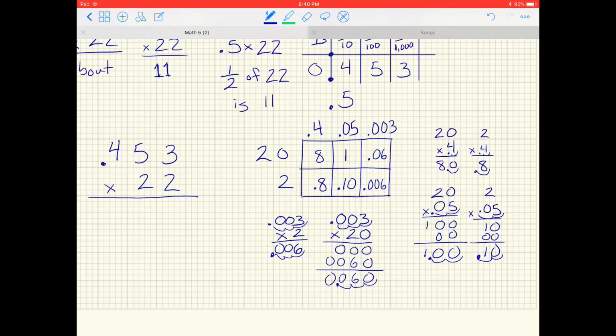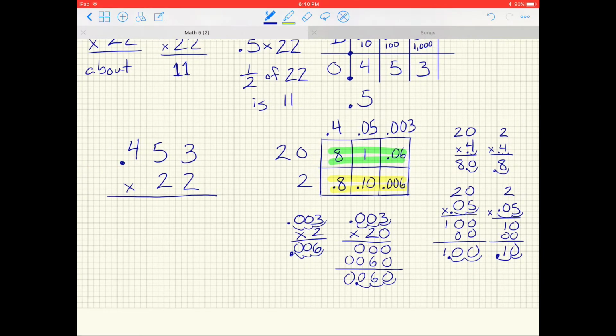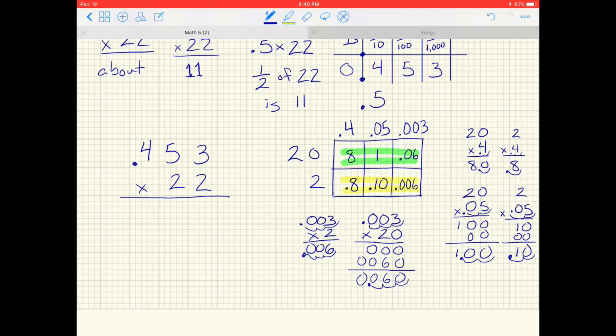Before we add all this up, take a minute and look at those answers in the boxes. The green ones here, 8, 1, and 6 hundredths. And then I'm going to highlight the other ones in yellow. Do you notice how all the products in the yellow boxes now are 10 times less than the green ones? So we're going to compare that later. Before I add it up, I'm going to move over to the standard algorithm.